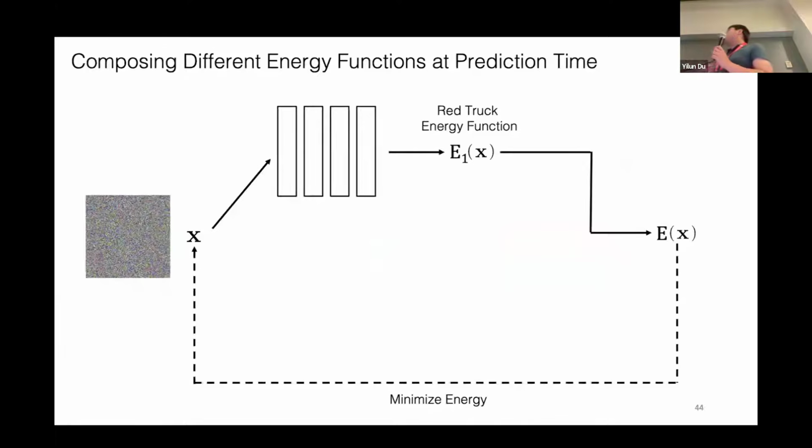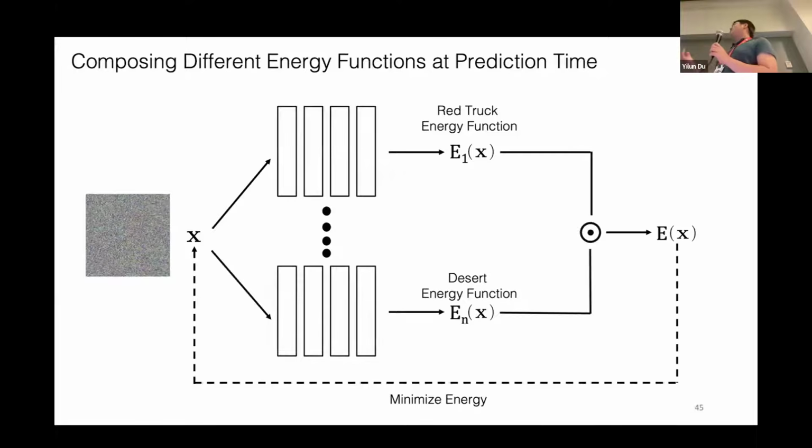So the benefit of this energy interpretation is this idea of compositionality, or generalization at test time. As another example, if I have this red truck energy function and I directly optimize it, I get an image of a red truck. But I can take a red truck energy function and a desert energy function, and at test time, I can simply add the two energy functions to form a new energy function. Now if I optimize this new function, I get an image of a red truck in the desert.